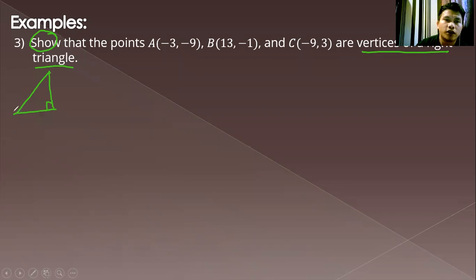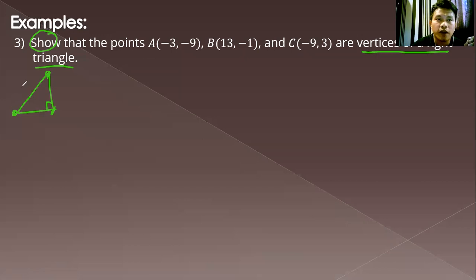If we have these points, we are just consolidating information to show that these vertices are the vertices of a right triangle. So we first need to plan. What will we do to show that these points are vertices of a right triangle? The first thing you have to do is to consider the characteristic of a right triangle.